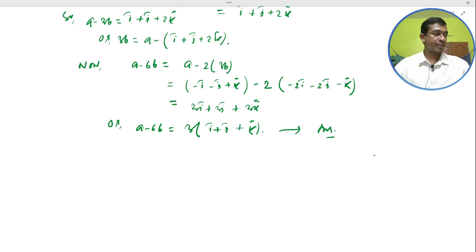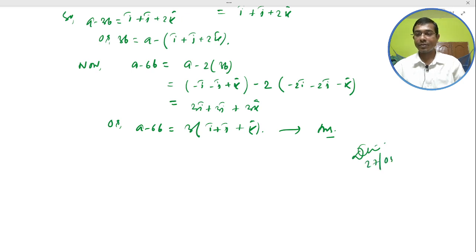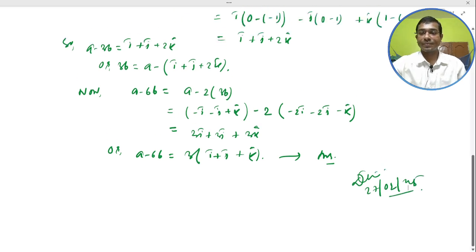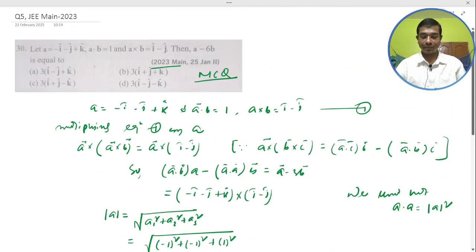So today is 27 02 25. This is the answer. Which option is correct? B. Thrice into i plus j plus k.